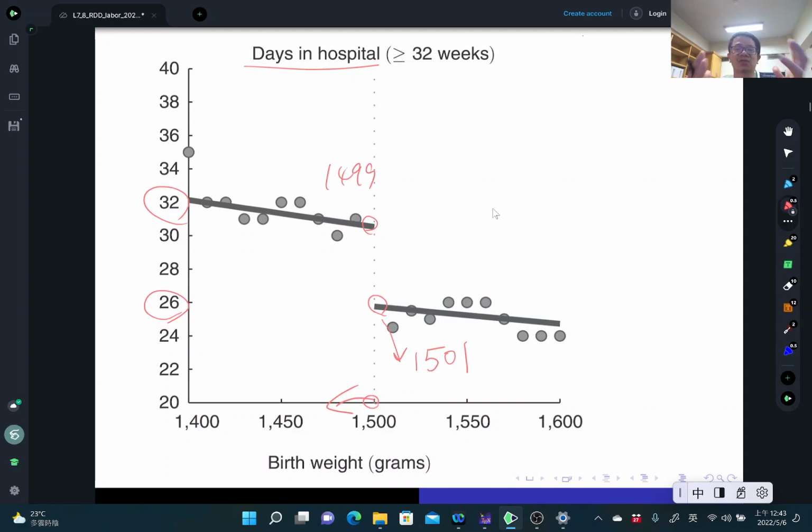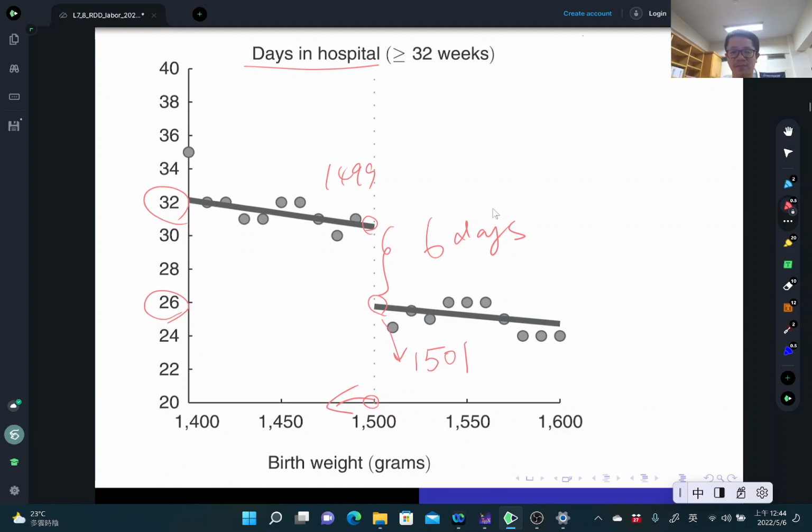But actually, these two groups of babies should be very similar in terms of their health status. But one receives 32 days of inpatient care, one just 26 days. This 6 days difference actually generates a very big difference in their future life. But of course, other healthcare is also very different.